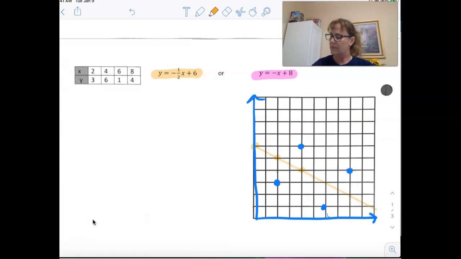There we go. Now let's switch to pink. Pink is negative x plus 8. So we go up to 8. And we're just going to go straight down 1 over 1, down 1 over 1. Like so. Okay, so there are our lines of best fit. Now we've got to calculate our squared residuals.